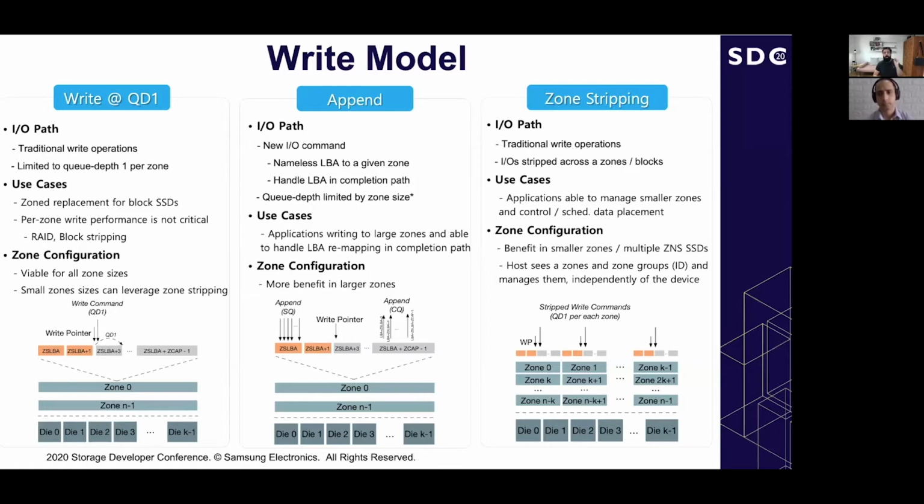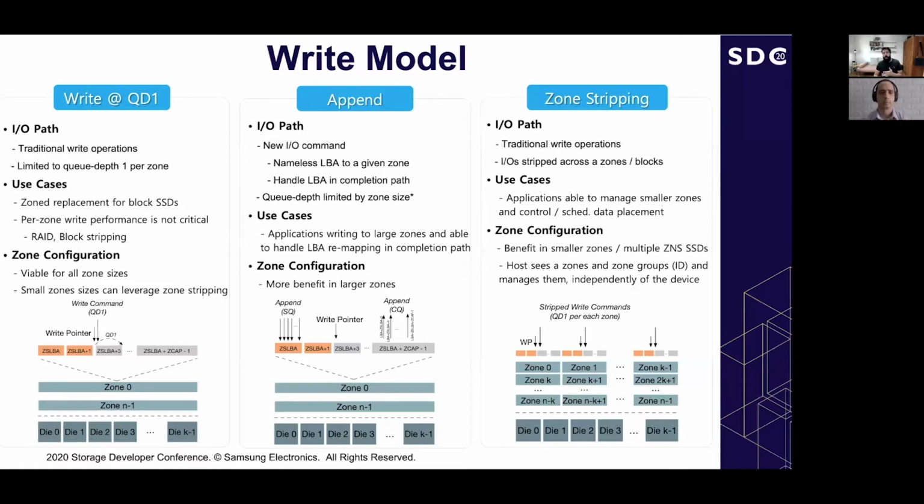So we can send several IOs of different sizes to a zone, and then the controller will take those IOs, place them in the right order, and return the LBA value to the host. Then the host is responsible for remapping in the completion path. This has some implications on how the host stack needs to deal with it, but it is a good way to deal with larger zones where we want to increase the queue depth.